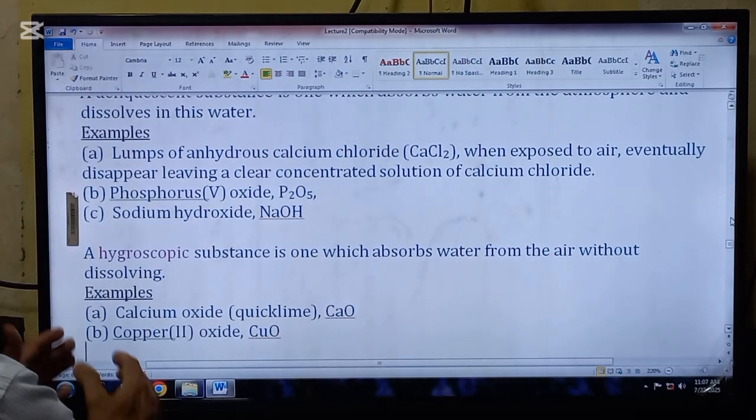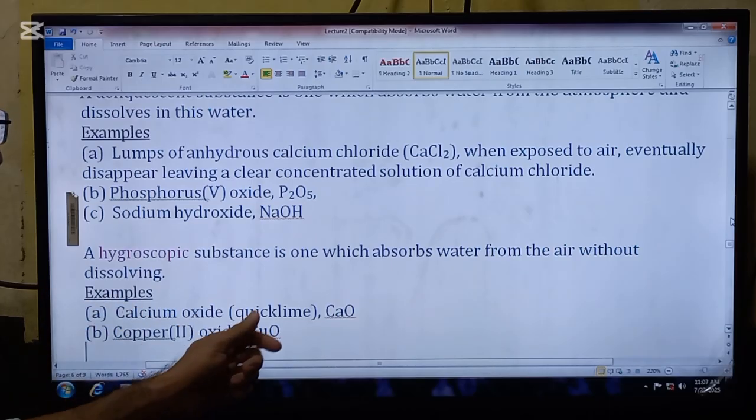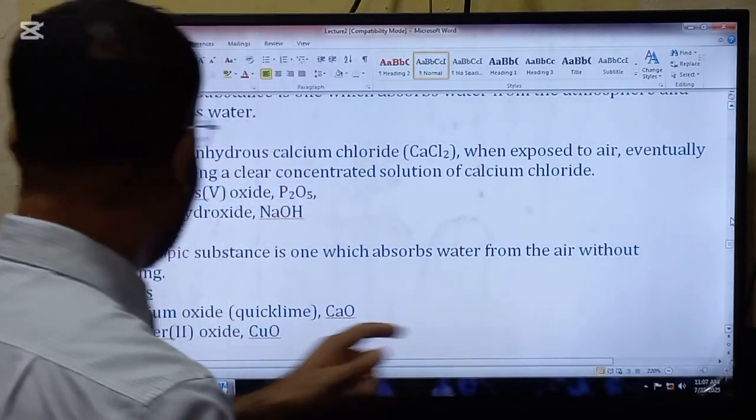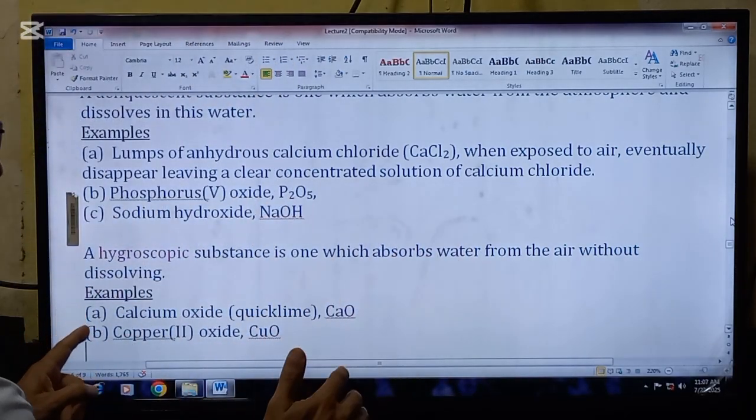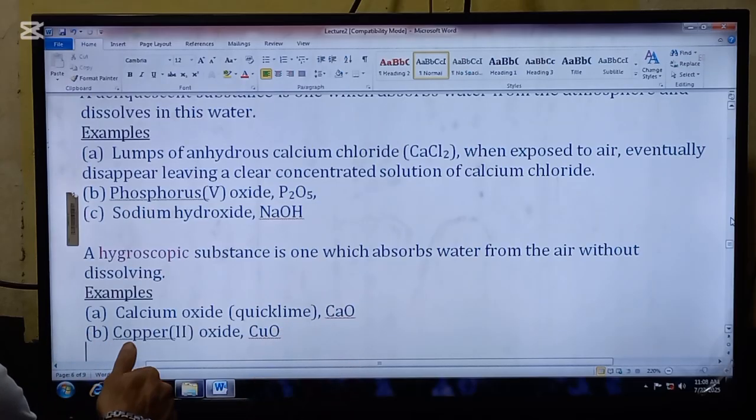The other type is a hygroscopic substance, which is one that absorbs water from the air without dissolving. So they absorb water, but do not dissolve. Examples are calcium oxide and copper oxide.